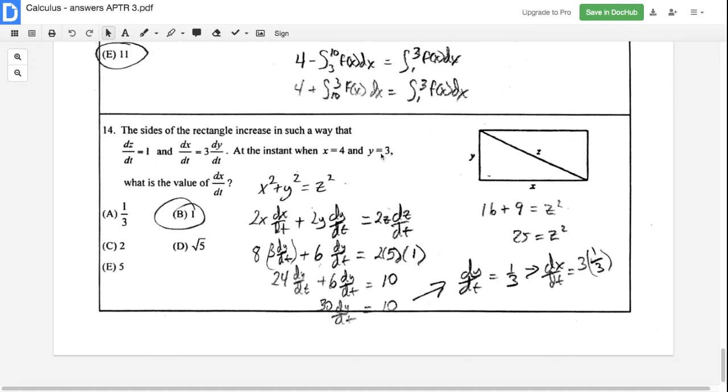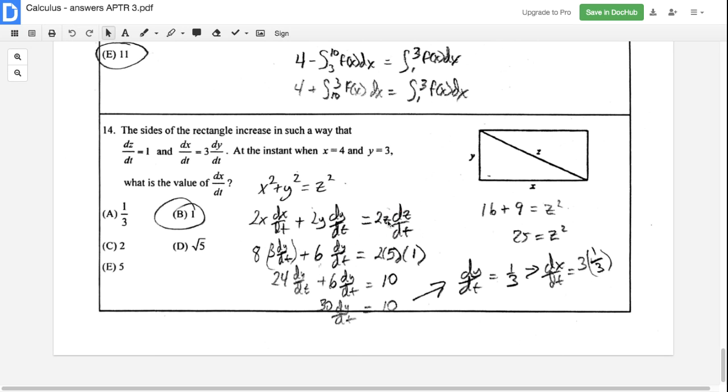And I'm going to plug in 4 for x, 3 for y. So I plug in 4 here. 4 times 2 gives me 8. Then I change dx dt. It says dx dt is equal to 3 dy dt. So I took dx dt out and put 3 dy dt in right there. 2 times y is 3, so that's 6 dy dt.